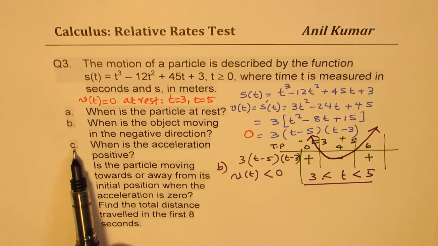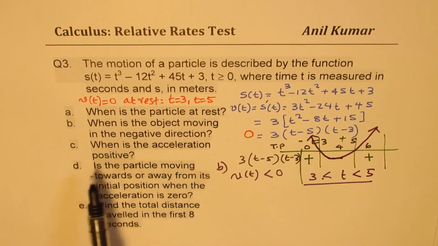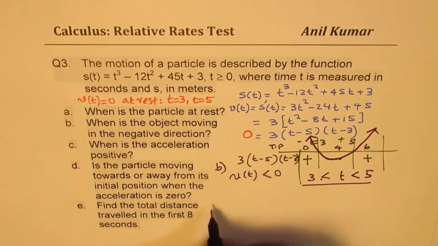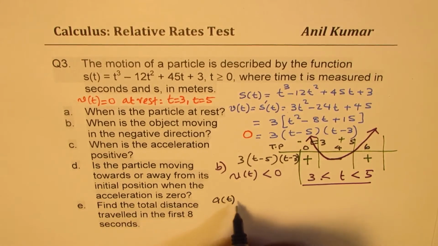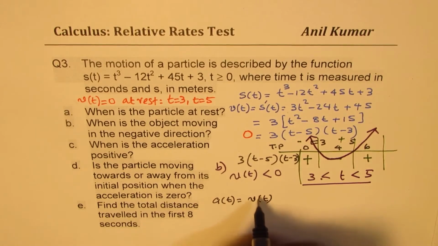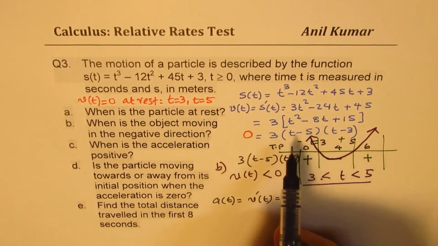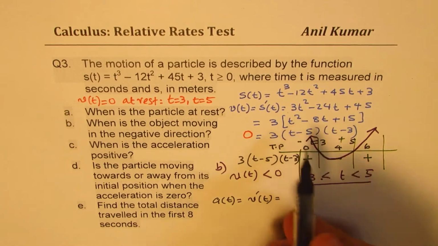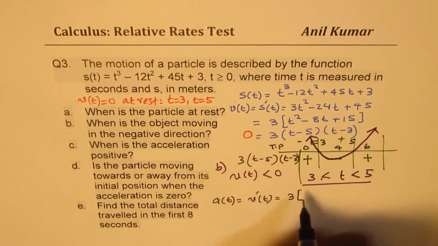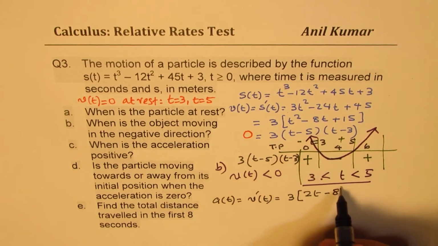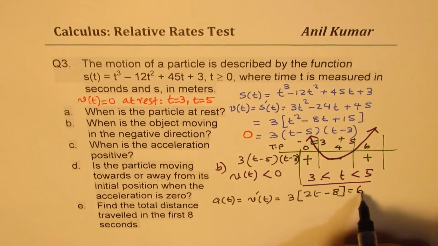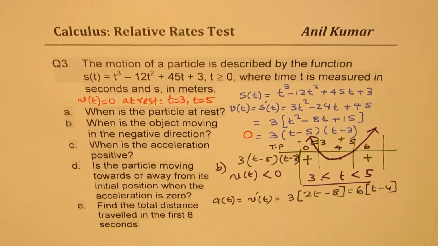Now let's look into part C. When is the acceleration positive? Let's find the acceleration, which is the derivative of the velocity, right? We'll use this particular expression. The derivative of this velocity will be 6t minus 24, which I can factor 6 out, and so we get 6 times t minus 4.